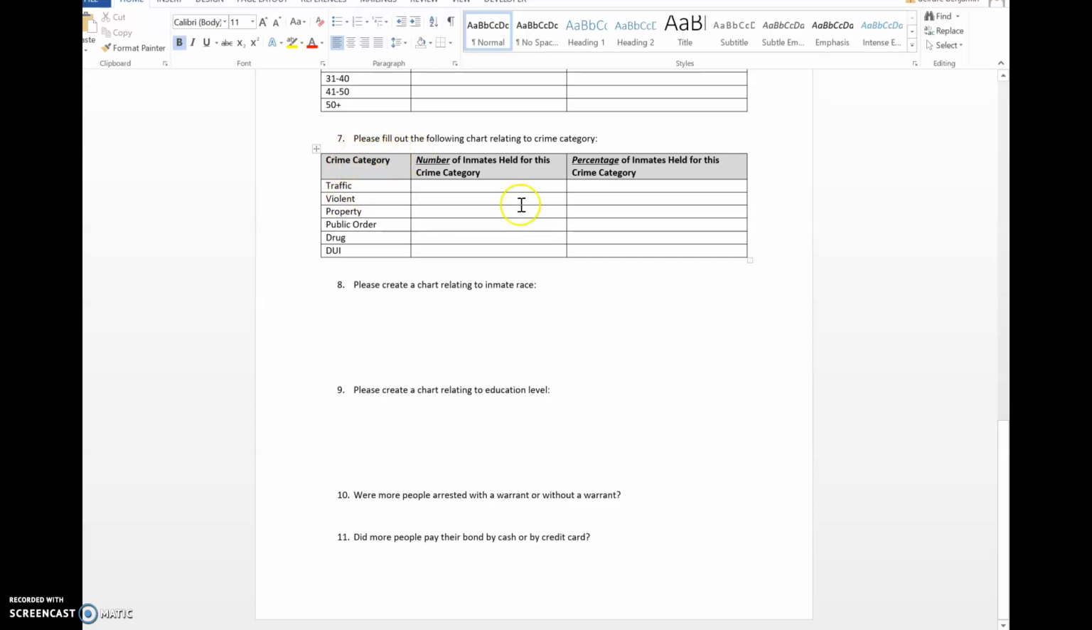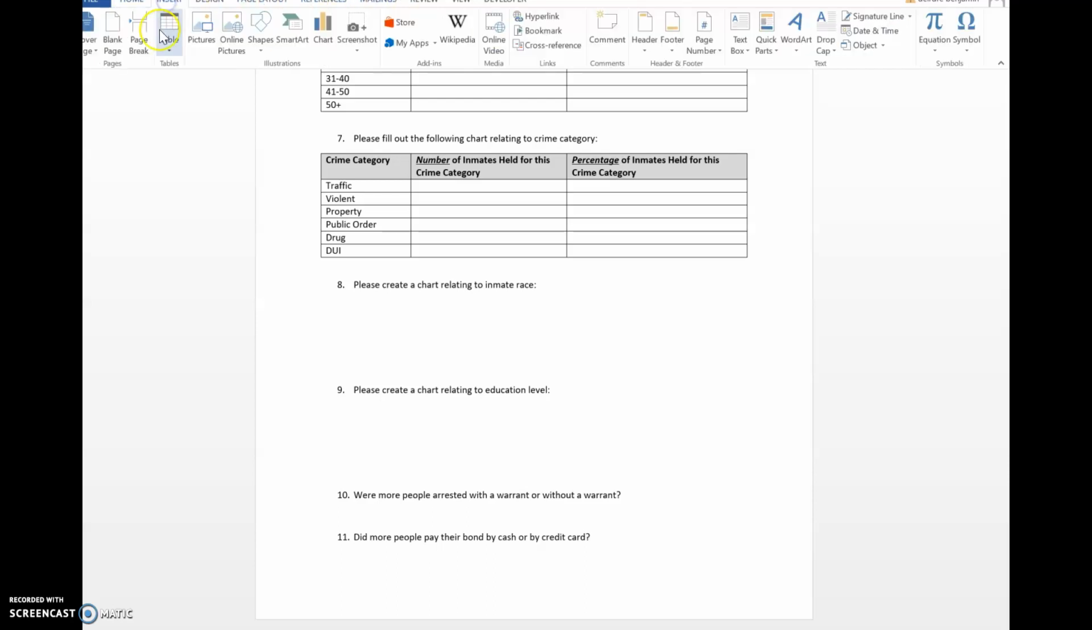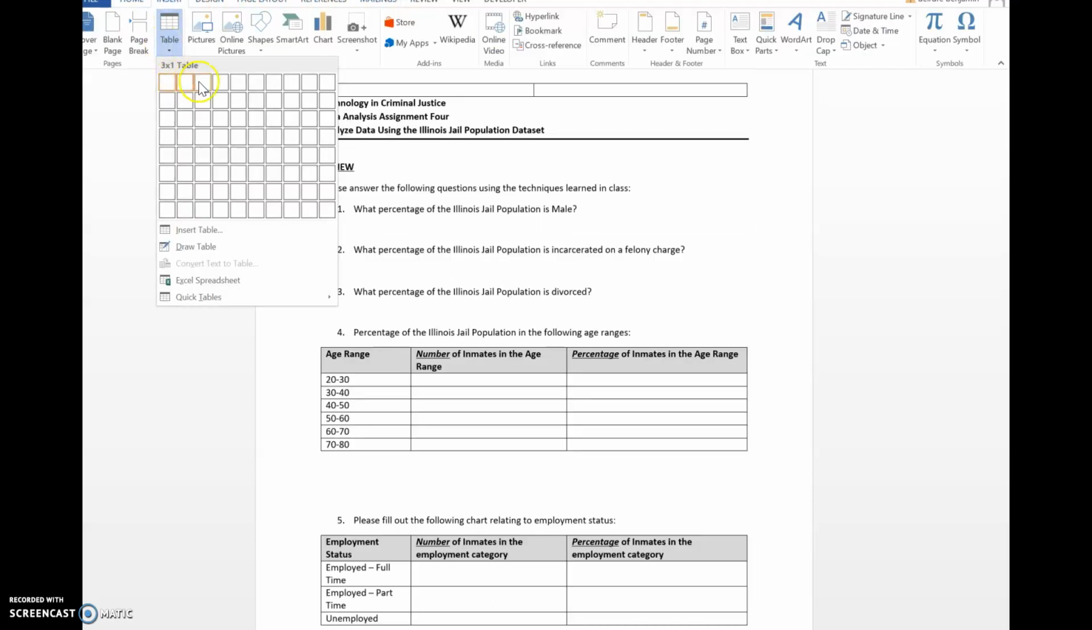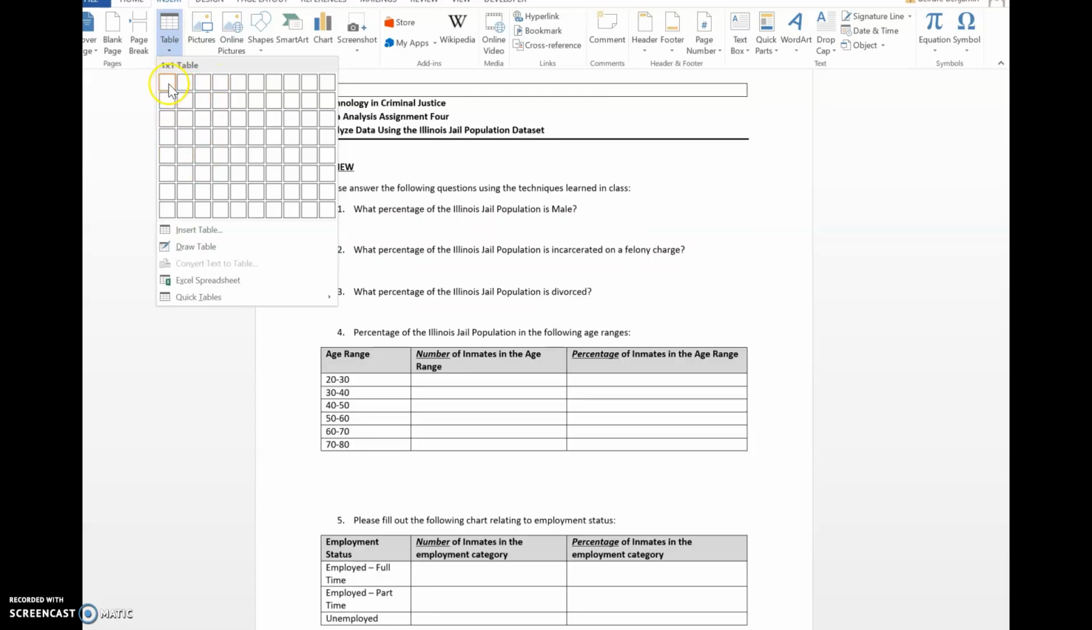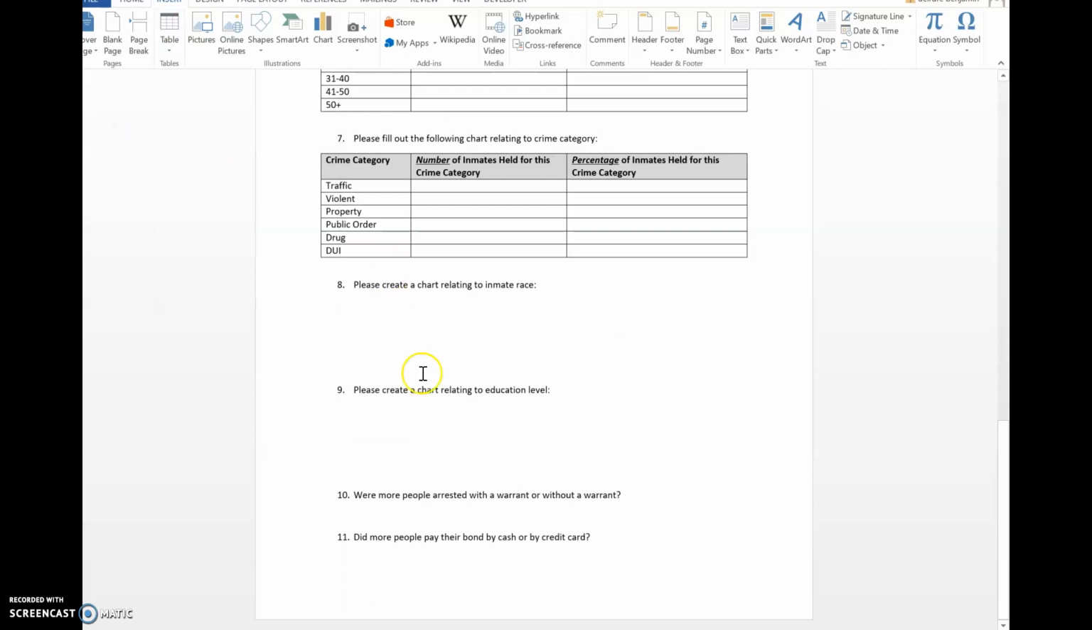You'll create a chart here, and in order to do that, you insert a table, and then you can say 3 across and then 3 down, or whatever it is. And at the top of your table will say education. It will say number and then percentage. So that's how you insert a table, and it'll be education level. So we'll take a look at the chart, and you have to look at the database, and you'll have to look at what education levels are listed.